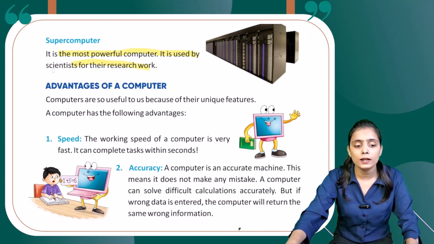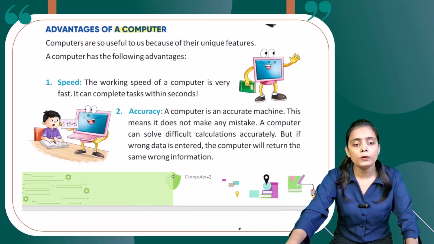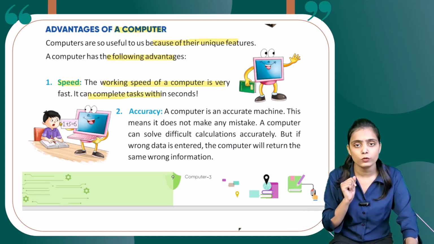Now let's understand the advantages of a computer. So there are some advantages of a computer. Computers are so useful in today's time, right, to us because of their unique features. A computer has the following advantages. For example, the very first one is speed. The working speed of a computer is very fast and it can complete tasks within a second, students.